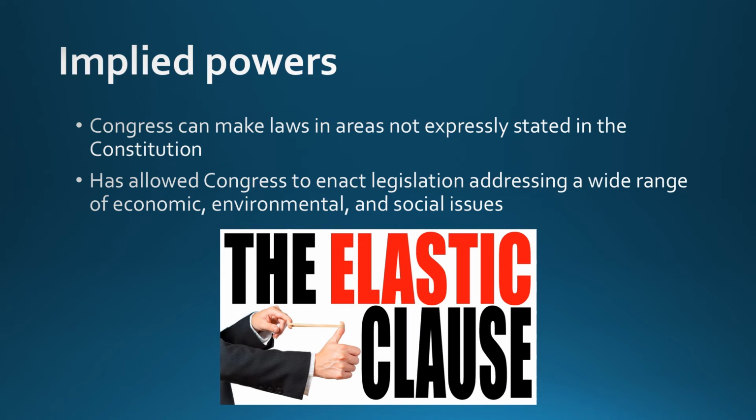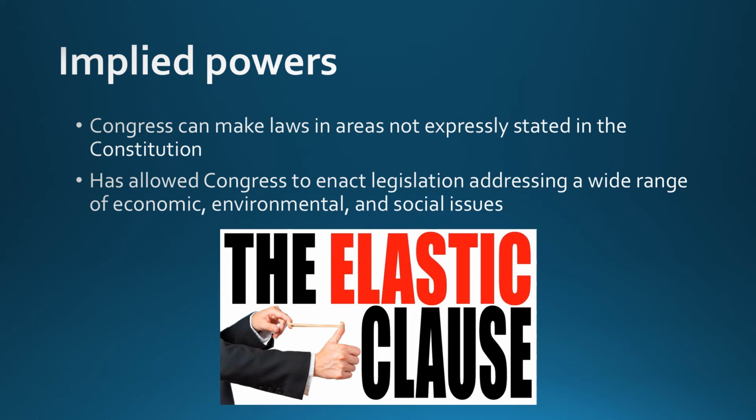So again, just another review here with implied powers, and then a little bit more detail of how it's been used in practice. Congress can make laws in areas not expressly stated in the Constitution. So they were able to make a national bank. Why could they make a national bank? Well, because the Supreme Court was convinced that that was related to some of their express powers, namely coining money, borrowing money, taxing. They felt that it would be reasonable that Congress create a national bank to facilitate those things.